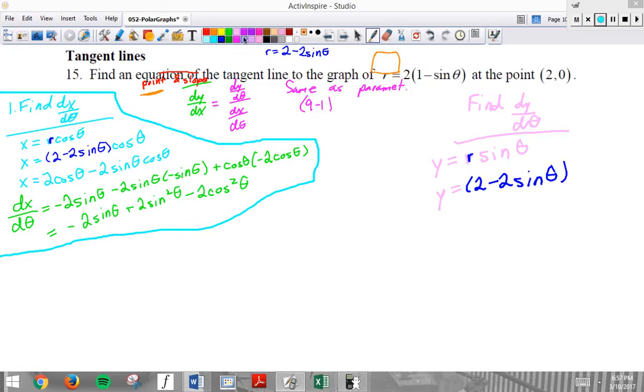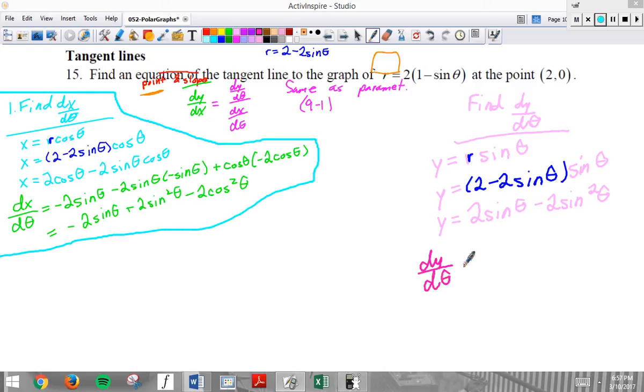So y equals 2 sine theta minus 2 sine squared theta. Okay. Get ready. Time to differentiate. This is no power rule. No product rule. There's no products in here. Sine times sine, it's not the right way to do it. I hope you weren't thinking that.